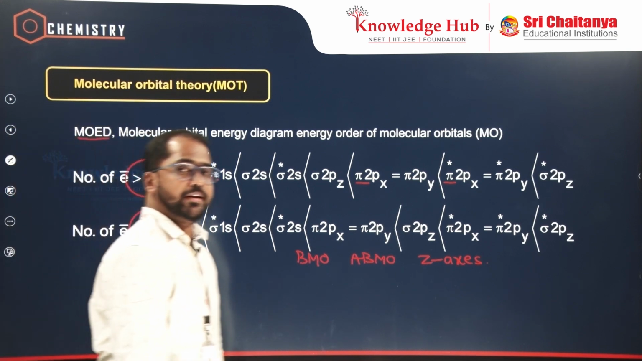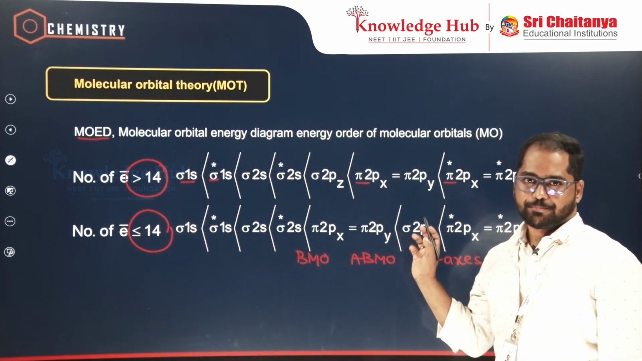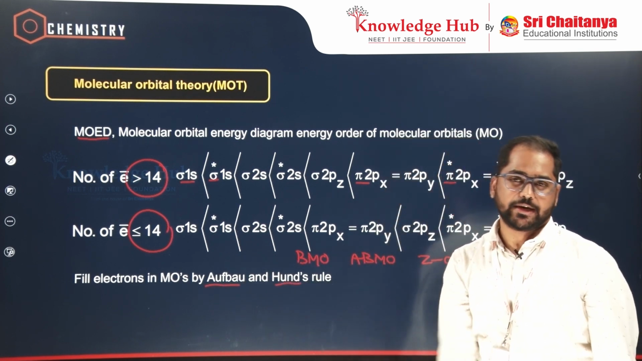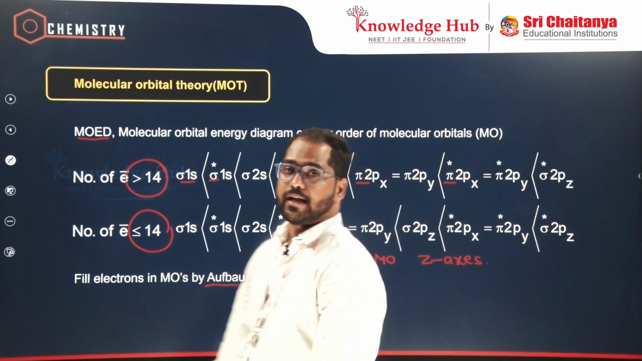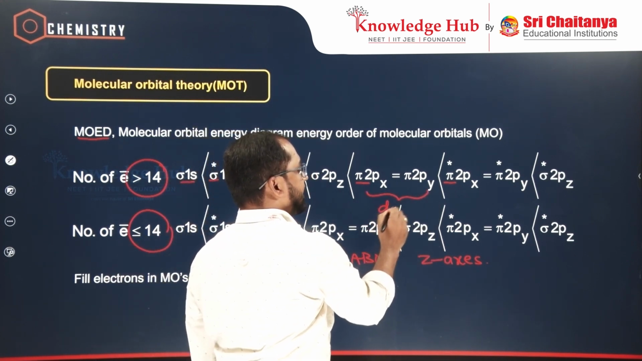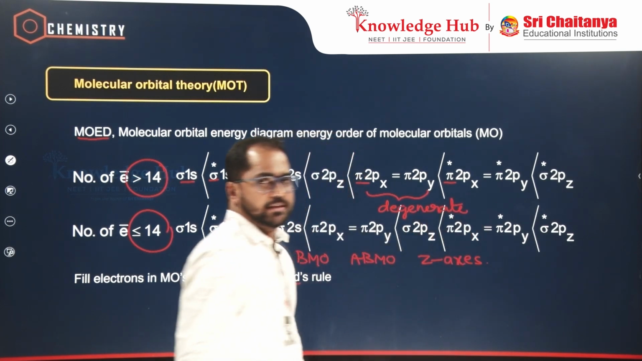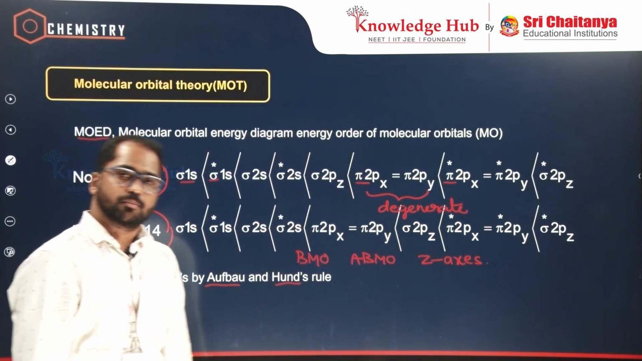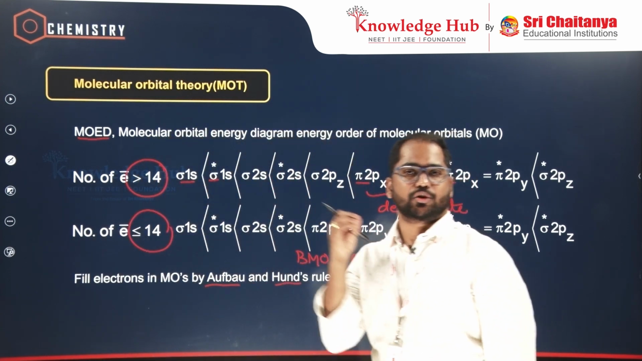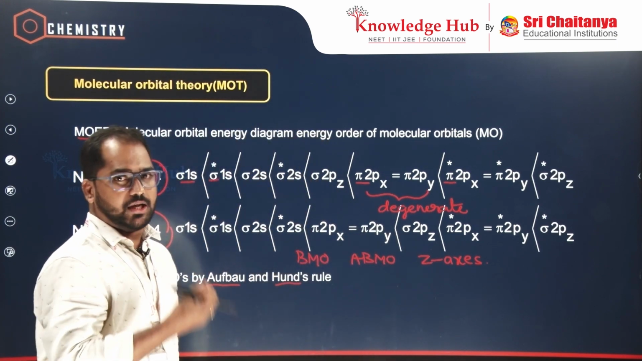Then what to do? We need to fill electrons in all these energy orbitals. So based on the Aufbau as well as Hund's rule, we need to fill electrons. Why again Hund's rule? The reason is that there are degenerate orbitals. For degenerate orbitals, whether atomic orbitals or molecular orbitals, we need to follow Hund's rule, filling one electron in each molecular orbital. Then only we should start pairing the electrons.